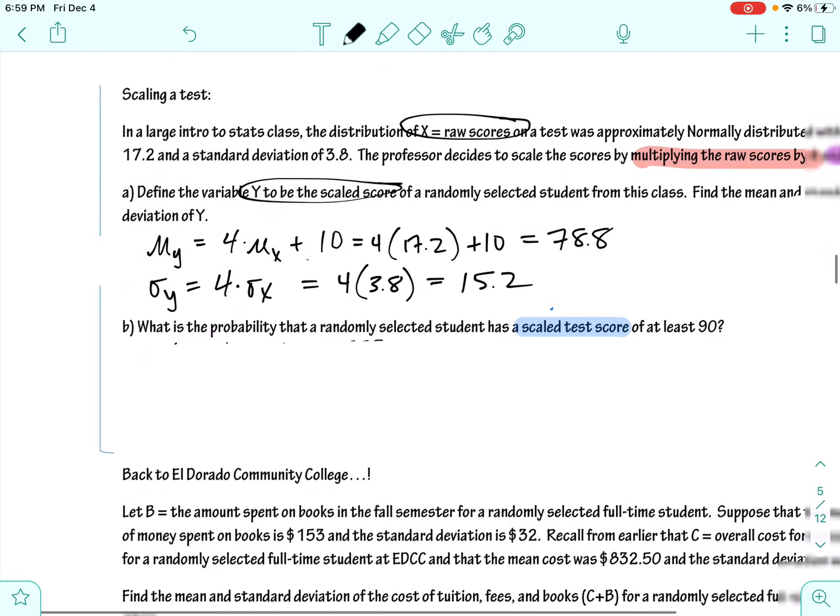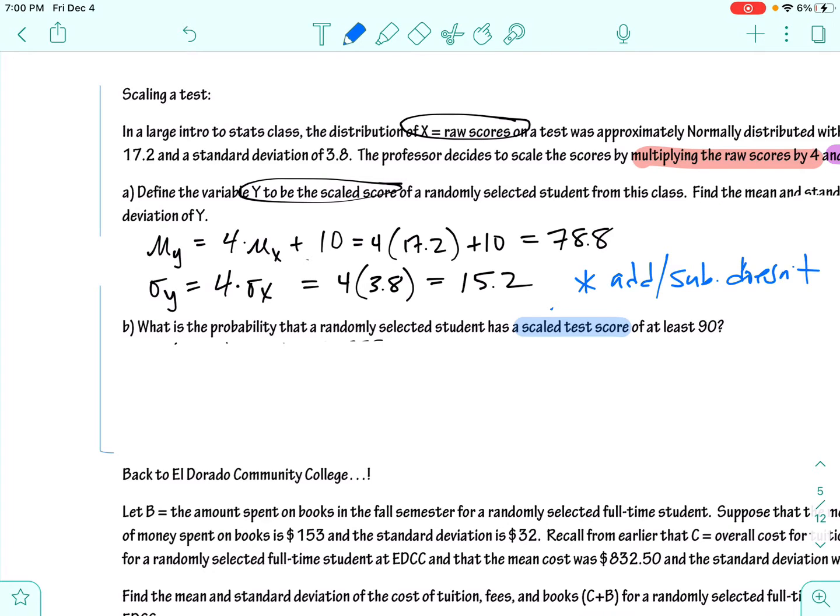Cool. Make a little note about how adding and subtracting doesn't affect spread.